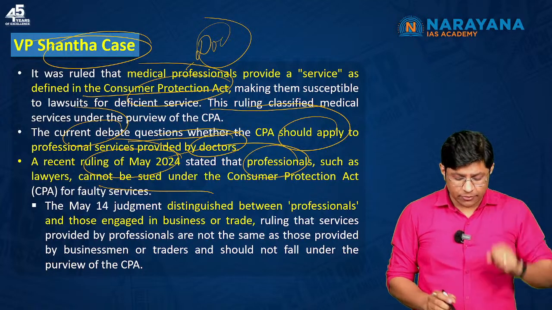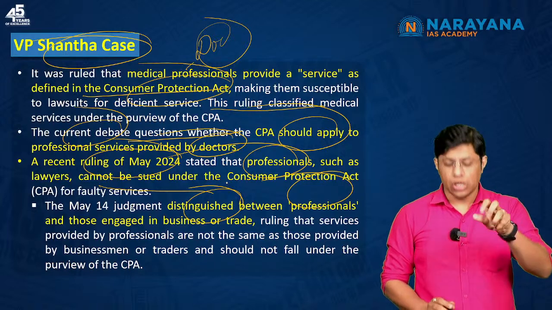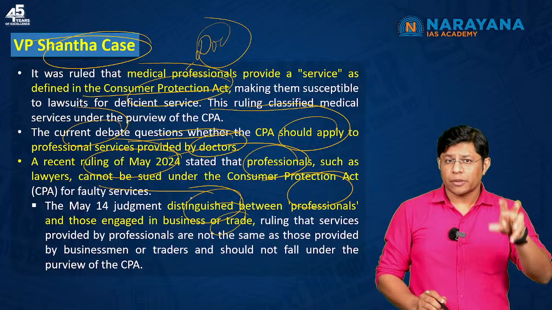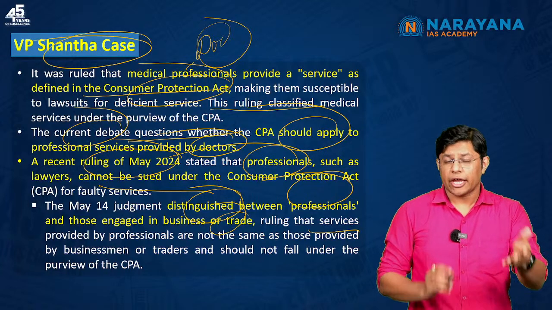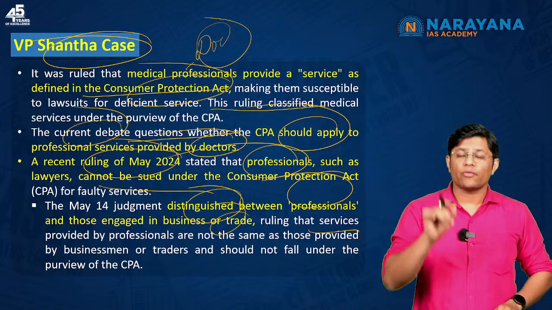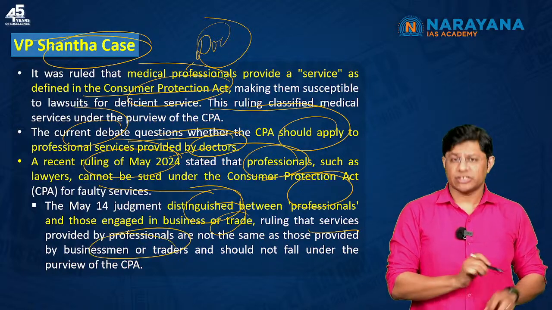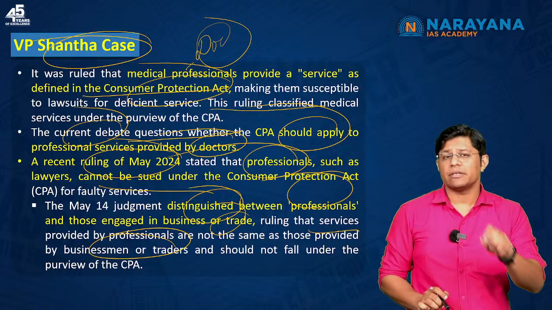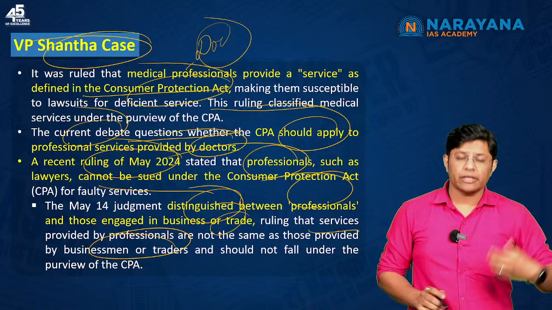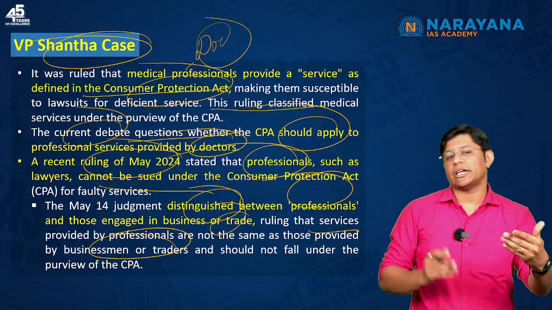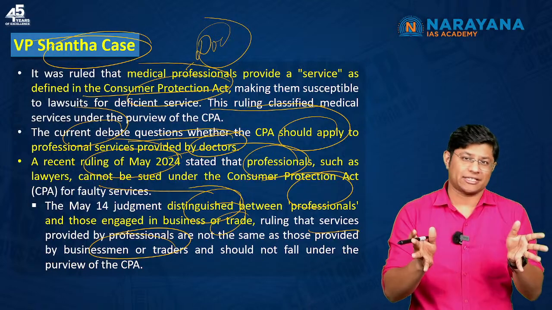So, the May 14 judgment distinguished between professionals and those engaged in business or trade, which means the Supreme Court held that the services provided by the professionals cannot be put at the same level as the services provided by the businessmen or traders, which means the services provided by the businessmen or traders are different from the services provided by professionals such as lawyers and doctors. I hope viewers, students, you understood the context. Am I right?